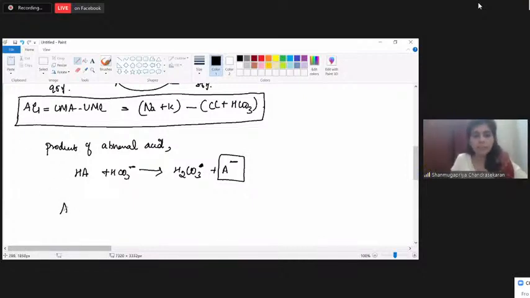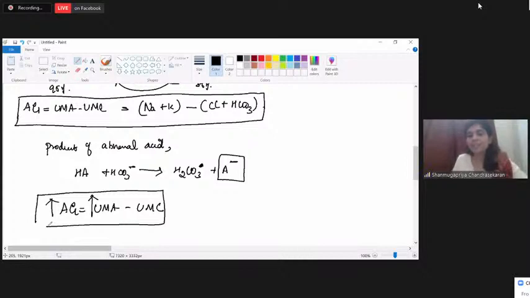So what happens to this formula, anion gap is equal to unmeasured anion minus unmeasured cation? There is an increased unmeasured anion concentration, so the anion gap will be increased. Suppose you're looking at an ABG chart and you see that it's a case of increased anion gap metabolic acidosis. That is a clue that this case of metabolic acidosis is caused by production of an abnormal acid, which means you have to start looking for what abnormal acid is getting generated. The abnormal acid can be keto acids.